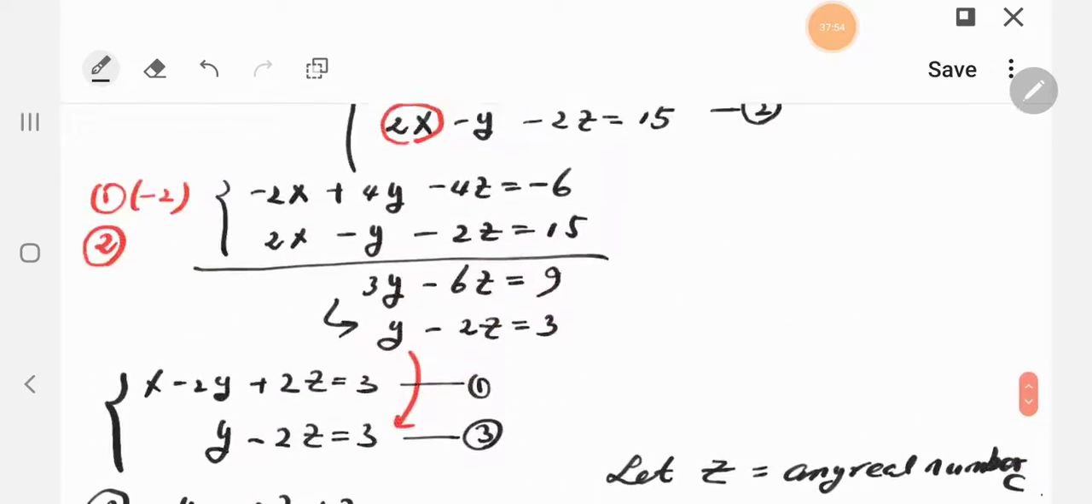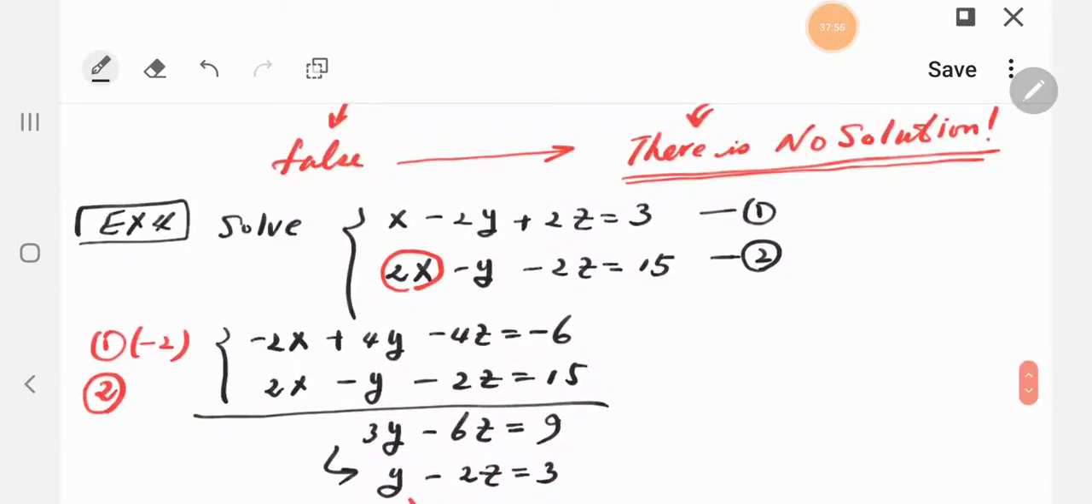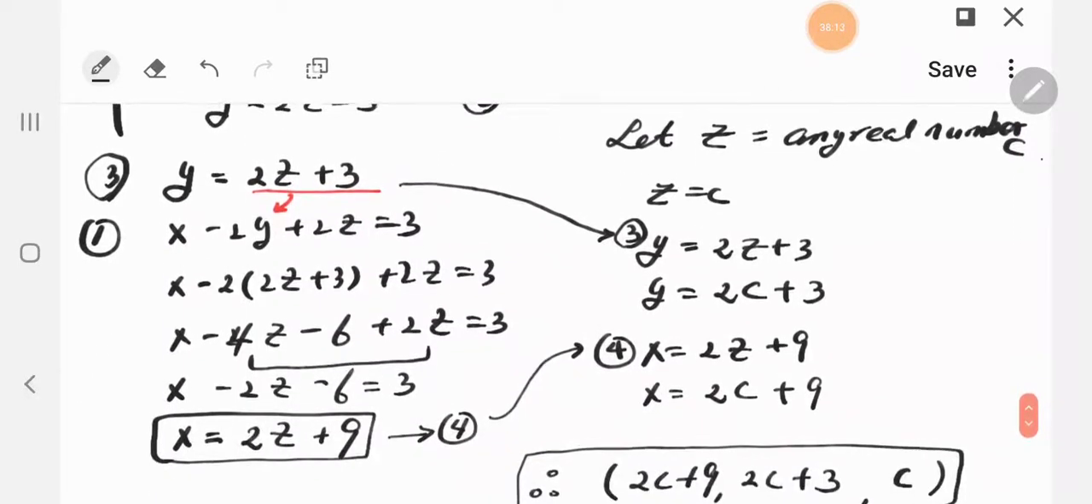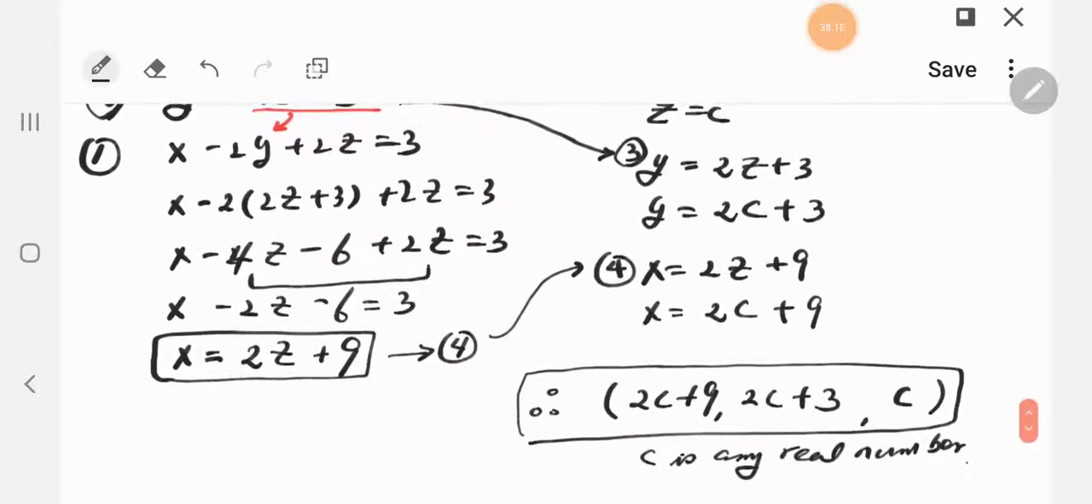Okay. So whenever we have an equation, we can assume that in this case, z is any real number, and then rewrite the equation. So it will be x equals something, y equals something, z is any real number c. Then we can find the type of solution, which is infinitely many solutions in this format.